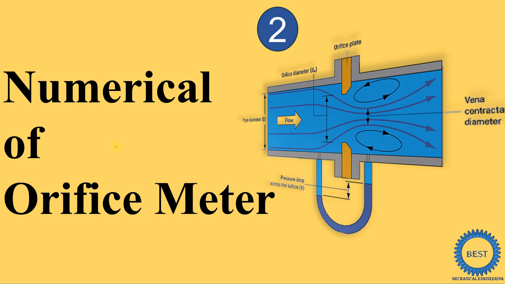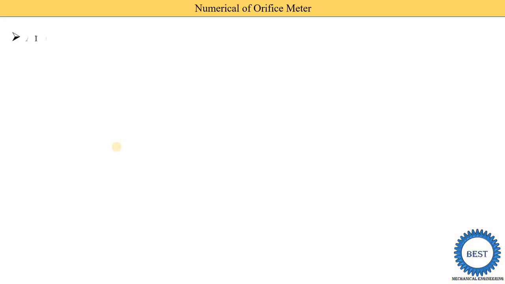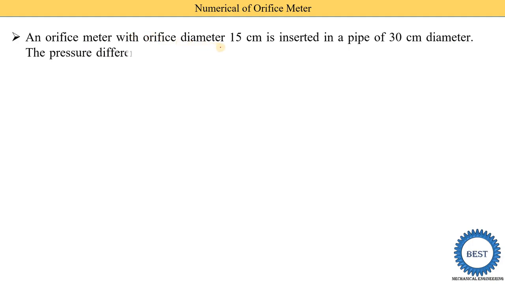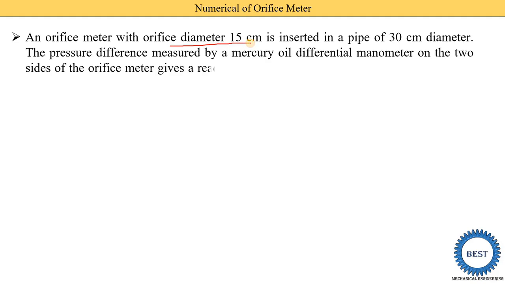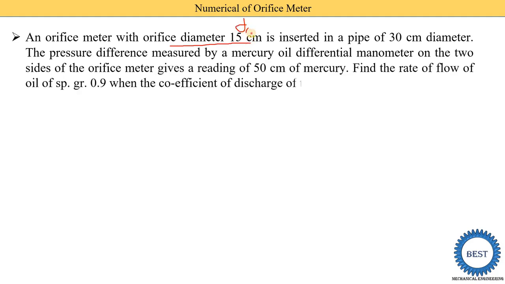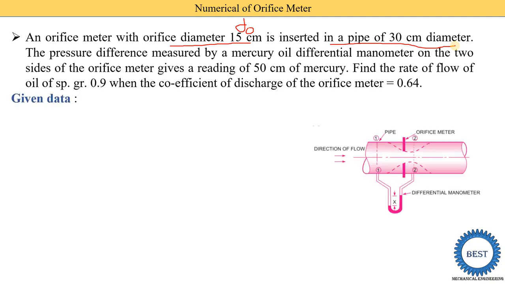In this video, we solve the second numerical of orifice meter. So first we understand the problem statement. Orifice meter with orifice diameter 15 centimeter, means diameter of the orifice DO is 15 centimeter. It is inserted in a pipe of 30 centimeter diameter. Now we note down this given data, and here we see this image.